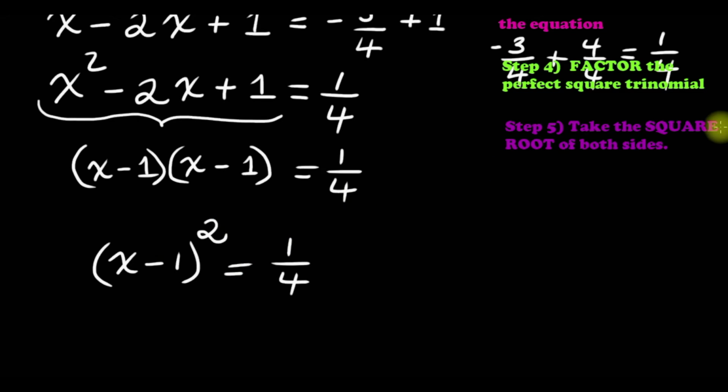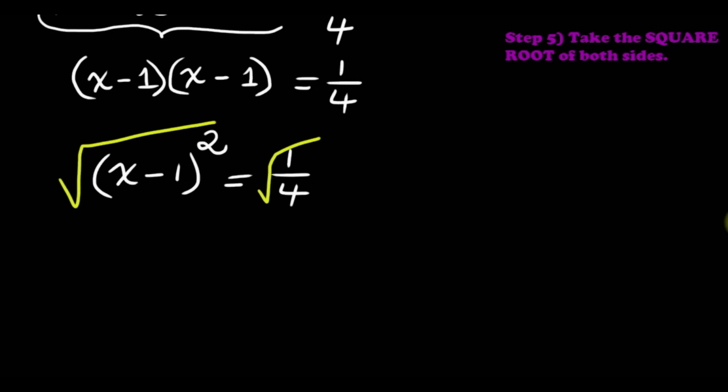Step 5 is to take the square root of both sides. So we're going to take the square root of this and then also the square root of this. So the square root takes out the square. The square root is gone and then the square is gone. So you're left with x minus 1 is, don't forget plus or minus. Here the square root of 1 is 1, and then the square root of 4 is 2.